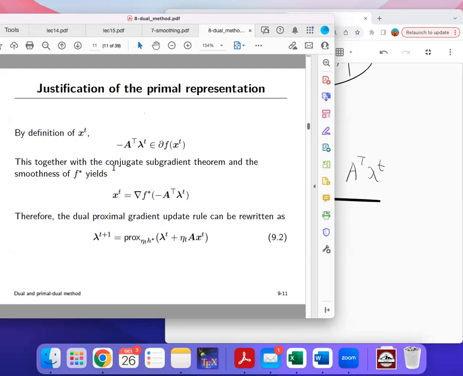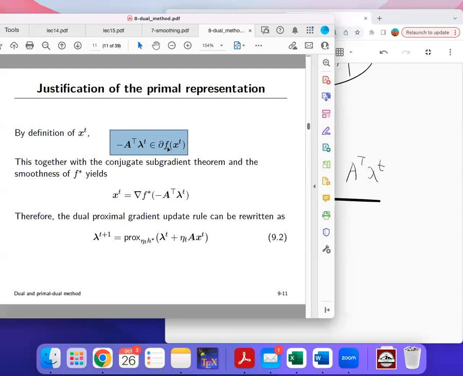And this result, together with the conjugate subgradient theorem and the smoothness of f star. Here we assume f star is smooth. We haven't talked about this conjugate subgradient theorem, but essentially what it says is that once we have this inclusion property, you see this vector on the left-hand side belongs to the subdifferential of f at xt.